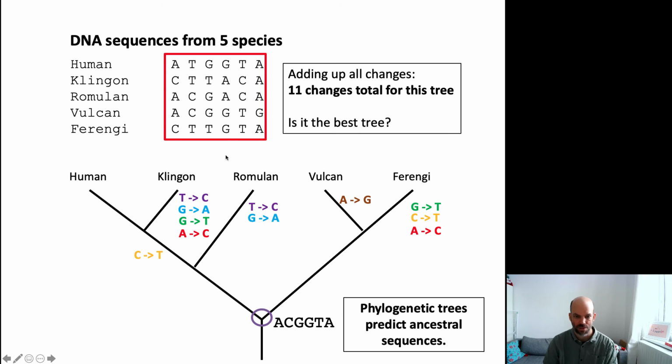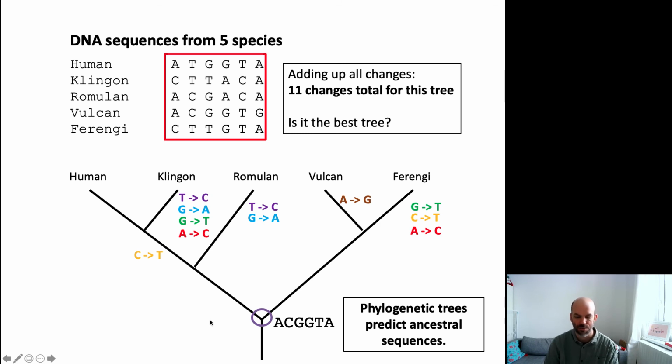So for the examples that I just stepped through quickly in these slides, in total for this tree, for all positions, we had 11 changes, a C to a T in this part of the tree, these 4 changes in this part of the tree, and so on. 11 changes, and it also predicts what is the sequence of the ancestor. And this is one of the super powerful things about phylogeny in general, is that it not only provides a possible explanation of how the species alive today evolved from an ancestor, it also makes predictions about that ancestor. And when you're dealing with DNA sequences, it predicts the actual sequence of the DNA of that ancestor.